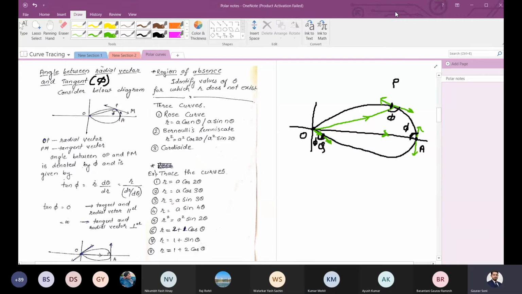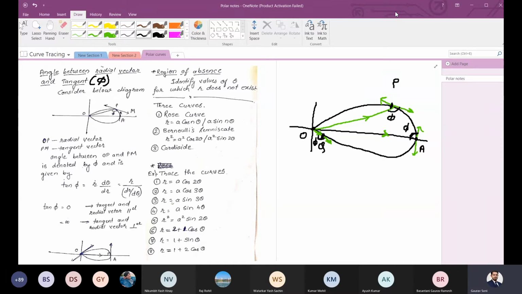So at A, what you saw was the angle between the radial and the tangent became 90 degrees. When nearby the origin, the angle between the tangent vector and the radial vector is becoming 0. And at P, it is somewhere between 90 and 0. Okay, so now the formula. This is not always possible.